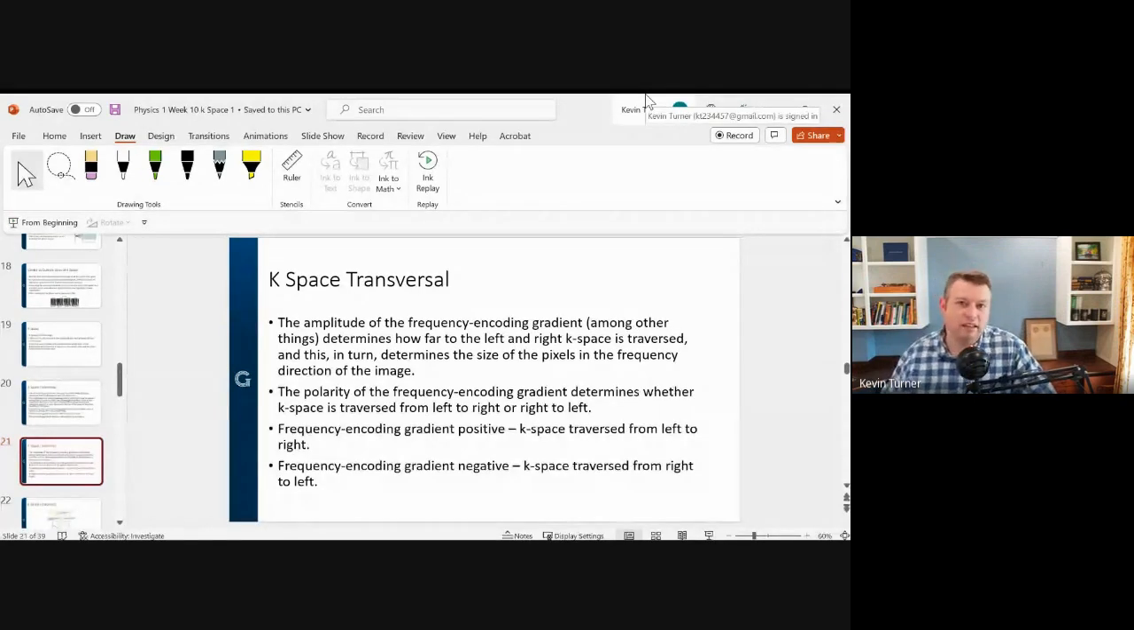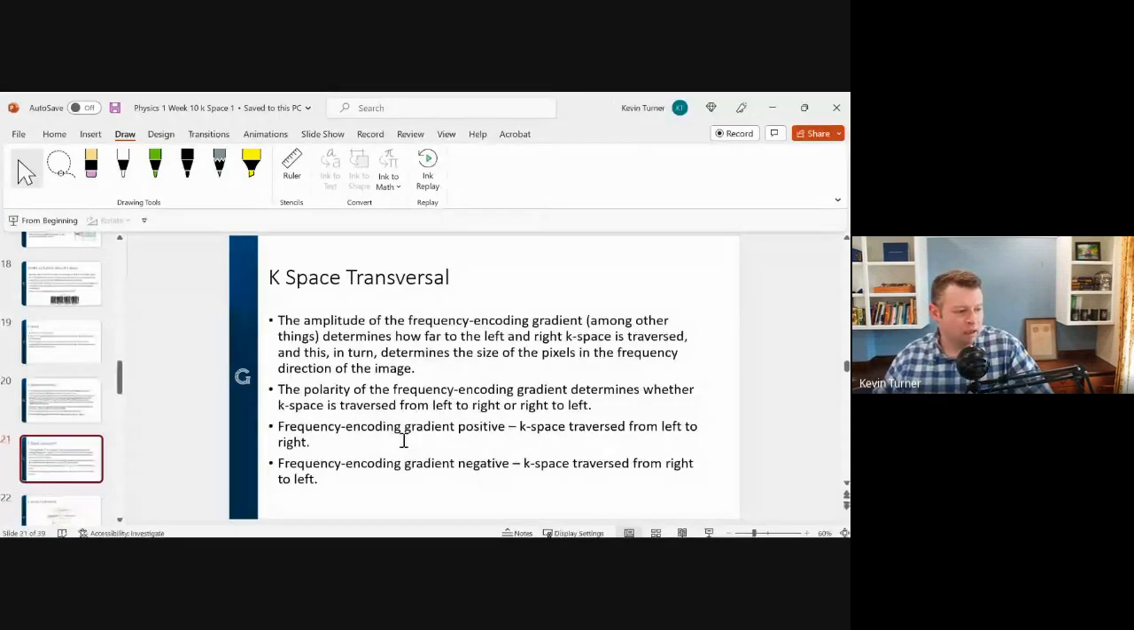You've got to remember, there are three things: what's happening in the patient, what's happening in K-space, and what's happening on the final image, right? Phase matrix changes all of those things, just like frequency does. Frequency and phase, both. So when the frequency encoding gradient is positive, K-space is traversed from left to right. When the frequency encoding gradient is negative, it is being traversed from right to left.